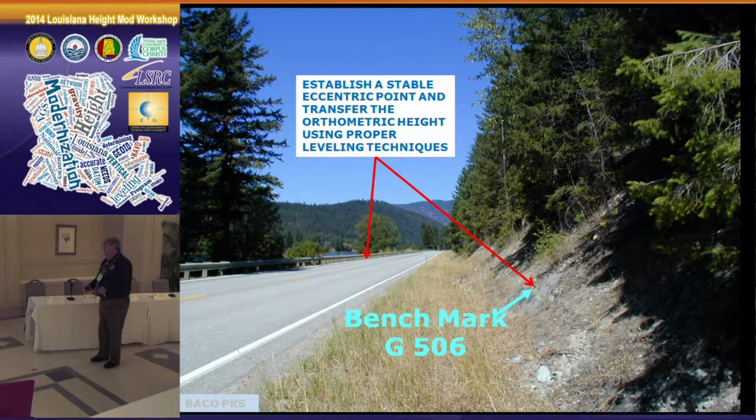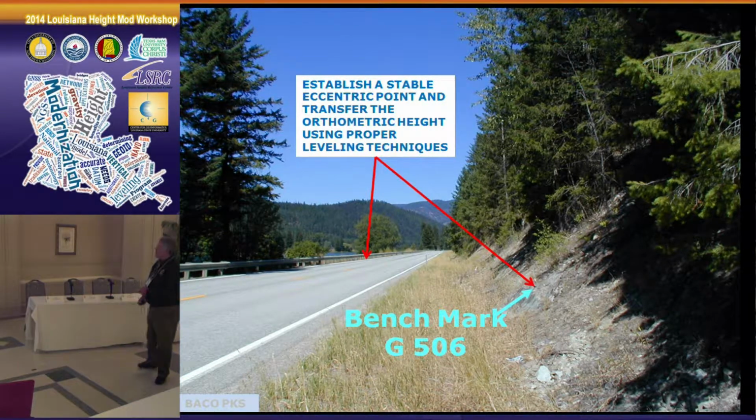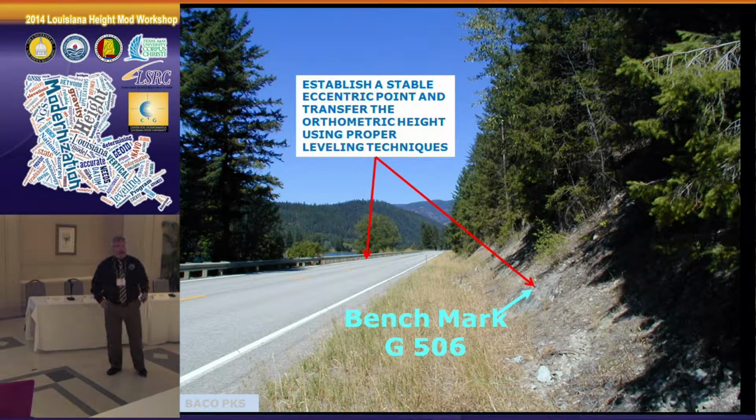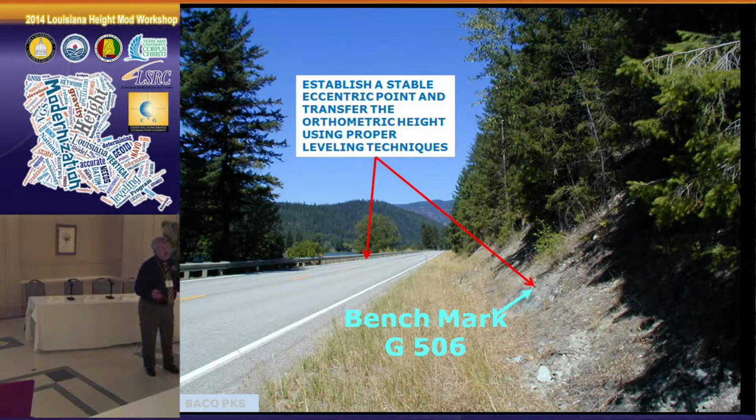If there's a wonderful benchmark, which is here, set in bedrock, we want to use that, but we can't occupy it for GPS. So you set an eccentric point over here somewhere where you can have open sky, and then do an elevation transfer by good procedures to that point. And then you have transferred that excellent NAVD88 orthometric height to an eccentric point.